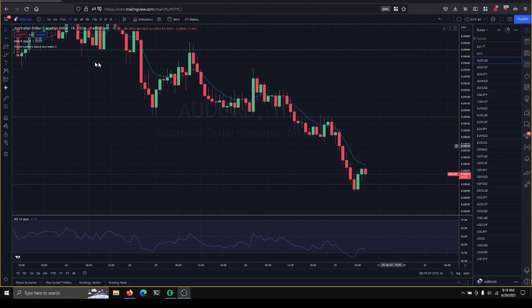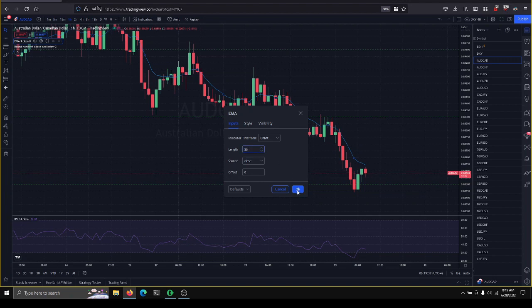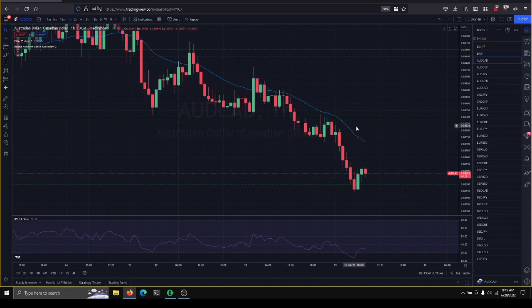This is Aussie CAD. Change this to the 25 EMA. All right, so we have the 25 EMA, RSI. These are just round numbers, the 50 and the 00. All right.